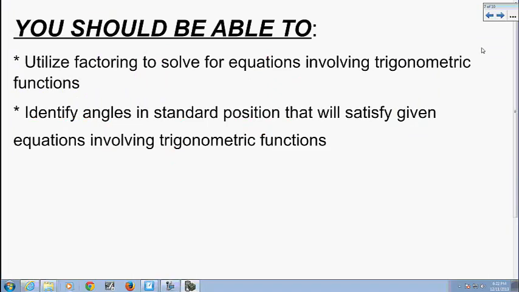Here are the skills that you should be able to do. If you are having trouble, replay the video and focus on the skills you are struggling with.